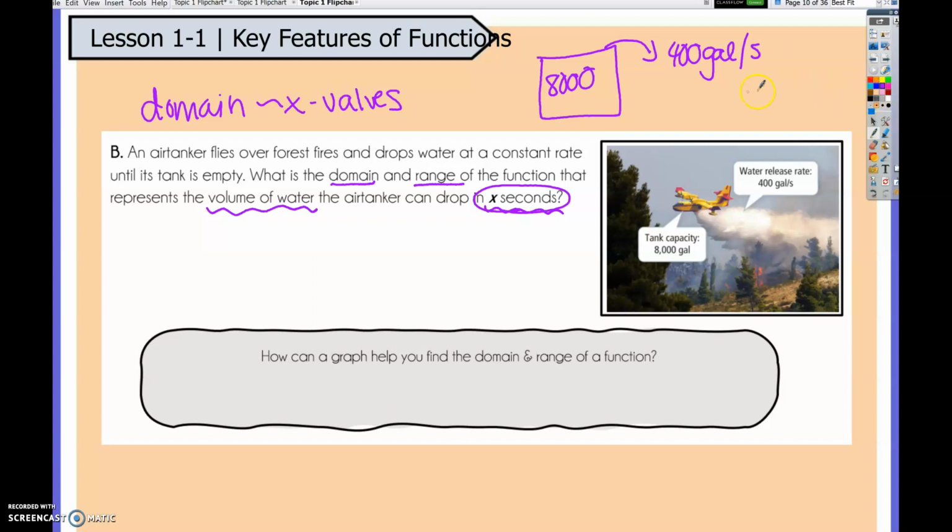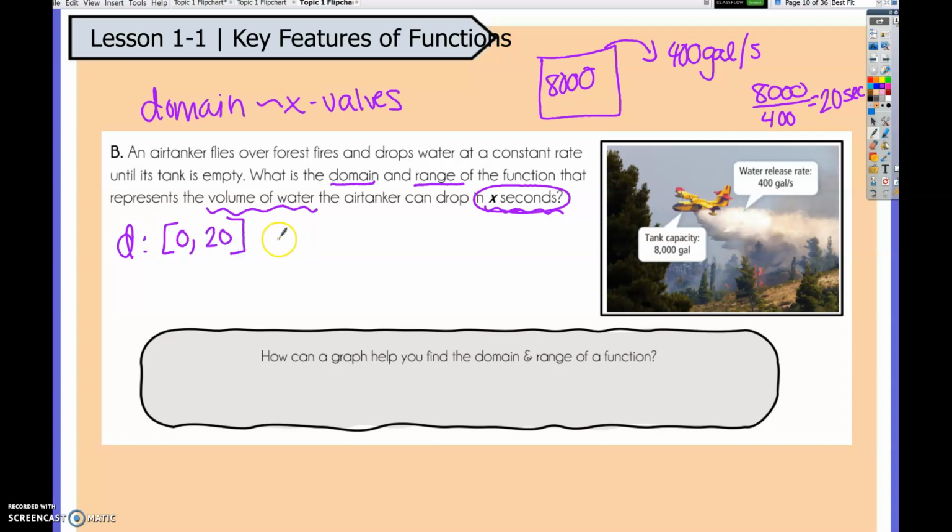One way to do that would be to take our 8,000 divided by 400 to give us 20 seconds. So the airplane will be dropping water for 20 seconds. That means our domain will be from 0, because we wouldn't have negative time, so 0 to 20 seconds.